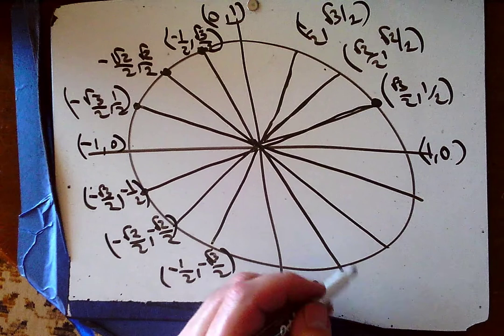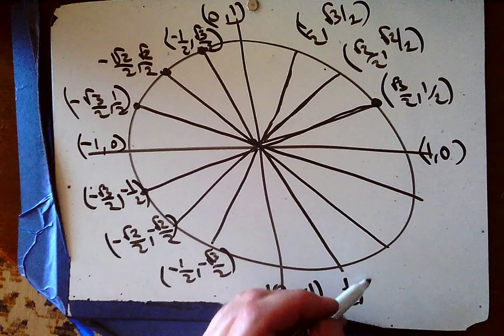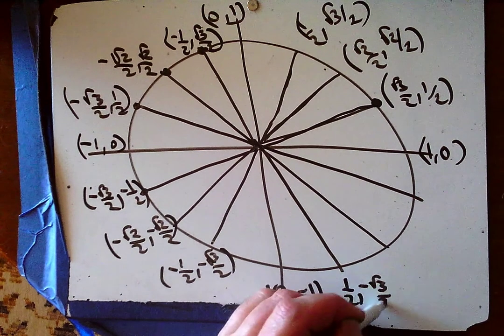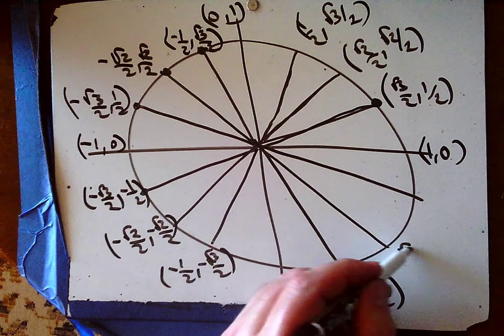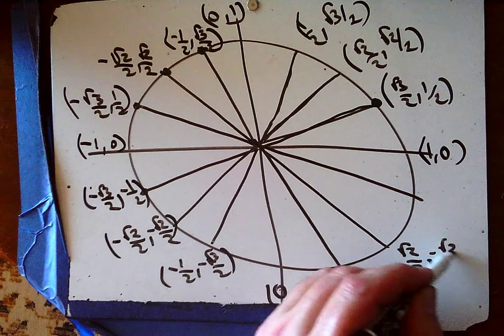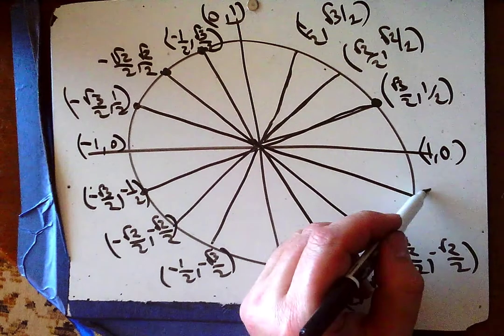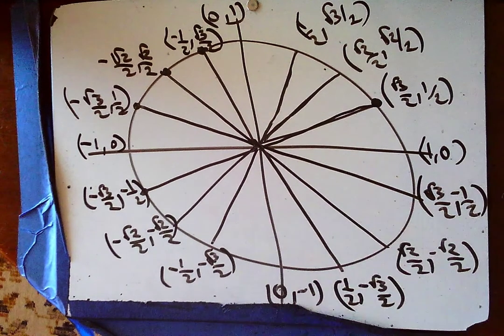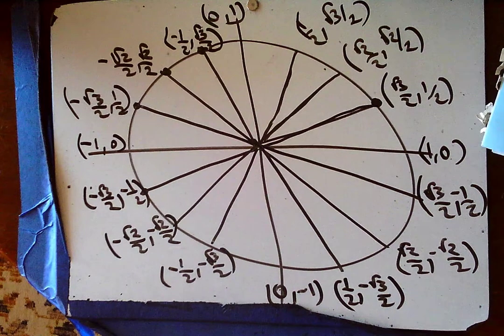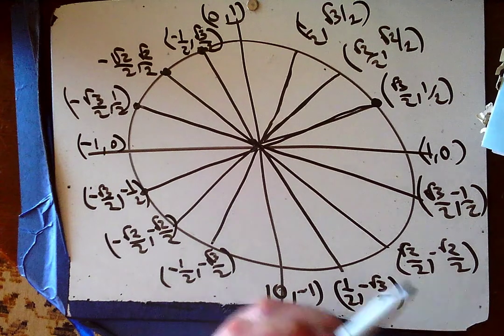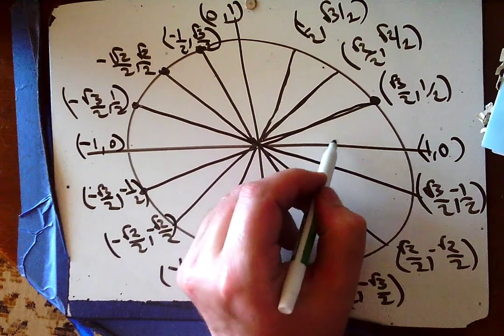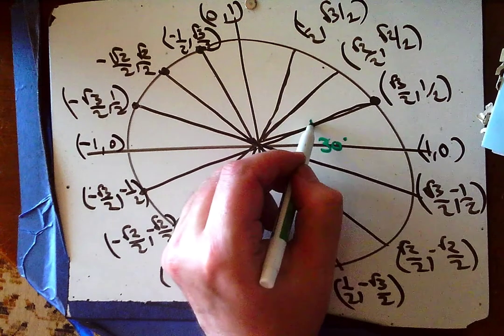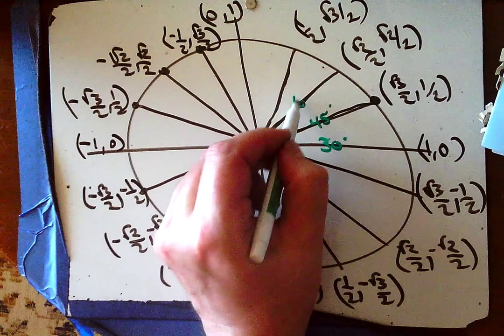And then in quarter 4, we've got 1/2 positive x's, negative root 3 over 2 and negative y's. Here's root 2 over 2, negative root 2 over 2. And here's root 3 over 2 and negative 1/2. So those are all our coordinates, but we also need the angles in degrees and radians. We will very rarely be using degrees here, but you should know them. So this is 30 degrees, 45 degrees, 60 degrees.